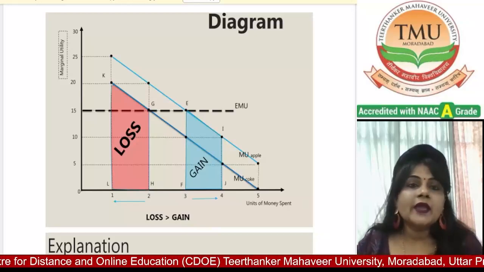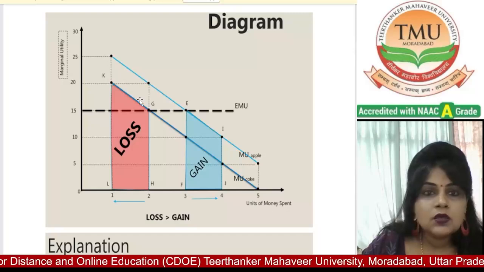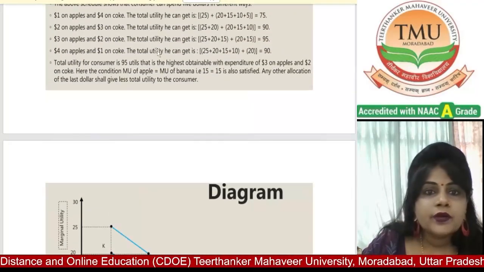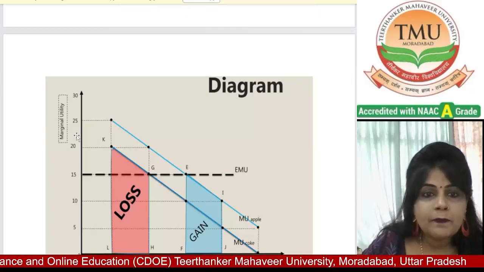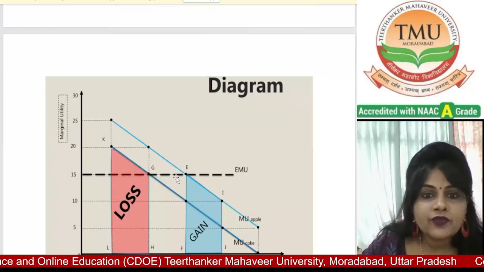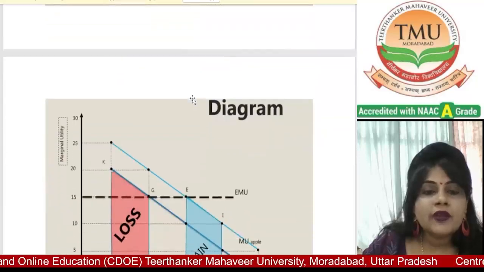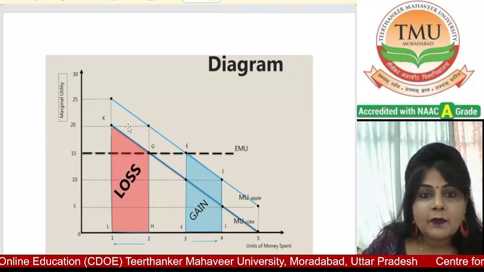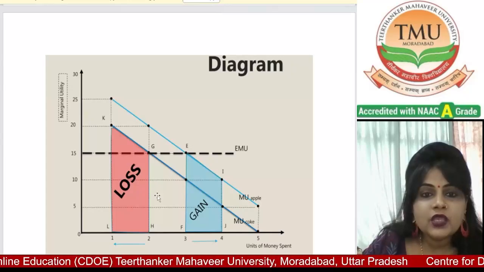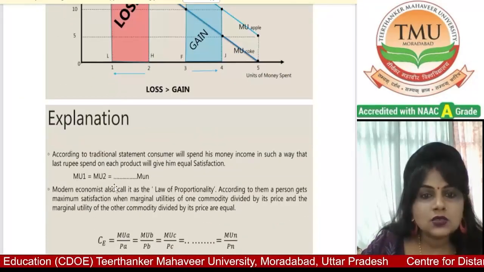You see in the diagram that the consumer gets 25, 20, and 15. Here you see apple 25, 20, and 15, and 20 and 15 for coke. Here he gets the maximum satisfaction, or if he chooses another combination, he gets a loss.